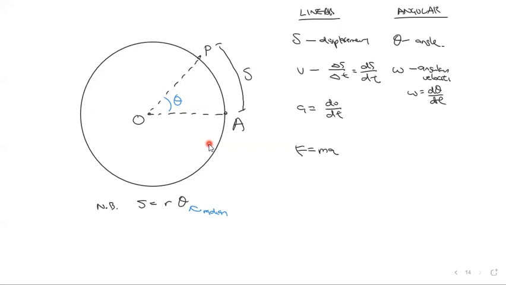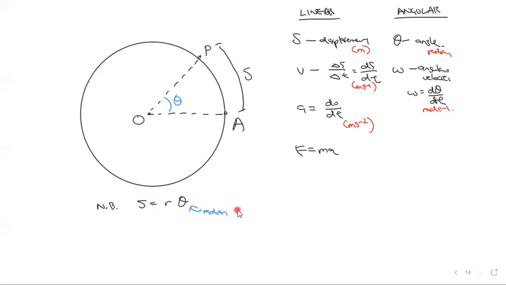Radian, sorry. So typically your SI unit for displacement is meters, velocity is in meters per second. Your SI unit for theta is radian, and angular velocity will be radian per second. So that's why this formula is more applicable to us.